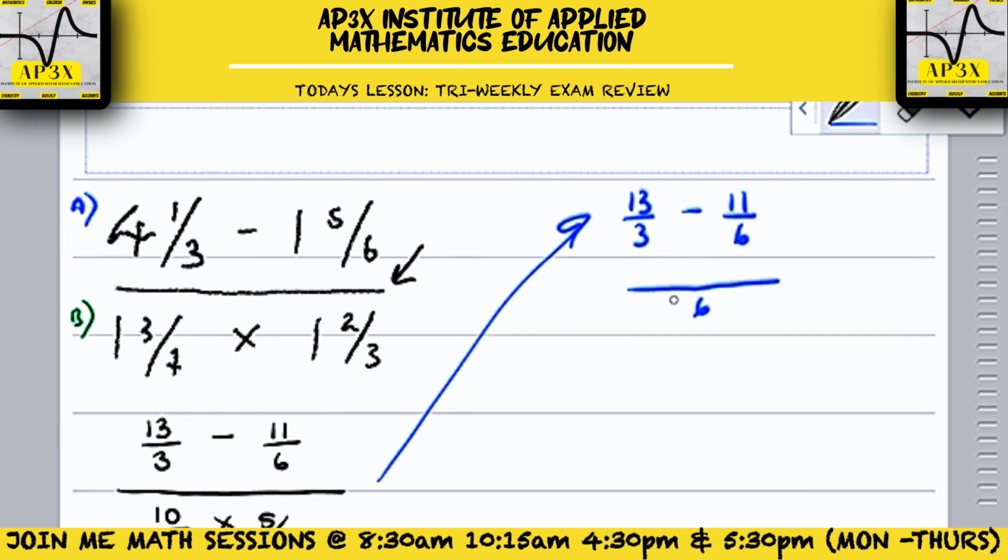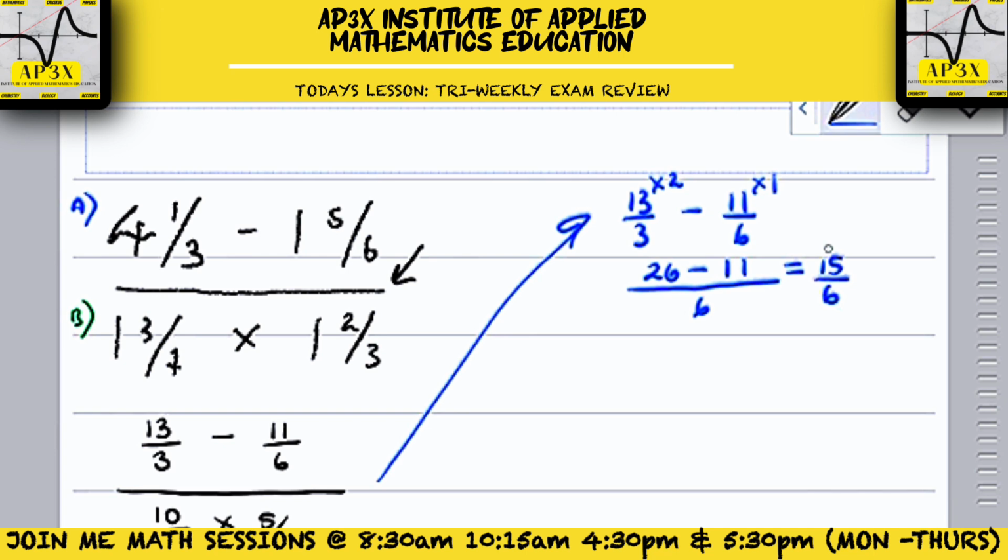So here we say 3 into 6 goes 2 times, multiply the top by 2, and 6 into 6 goes 1 time, multiply the top here by 1. We then proceed to say 2 times 13 is in fact 26, and 1 times 11 is in fact 11. So therefore we end up with a result here of 15 over 6.